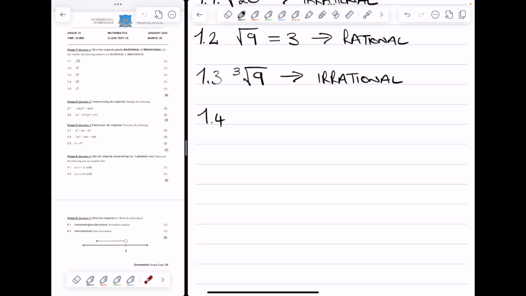1.4, we have the cube root of 8, and the cube root of 8, of course, is 2, and that obviously is rational.